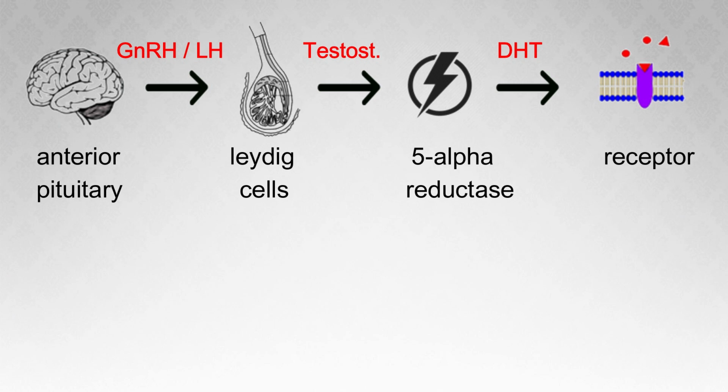LH released from the pituitary gland will signal the Leydig cells in the testes to release testosterone. And this testosterone is converted by 5-alpha reductase to a super testosterone that we call dihydrotestosterone, with significantly higher potency and half-life. And of course, the dihydrotestosterone will affect the receptor that it is meant to work on. This is the fundamental physiology of the testosterone axis.